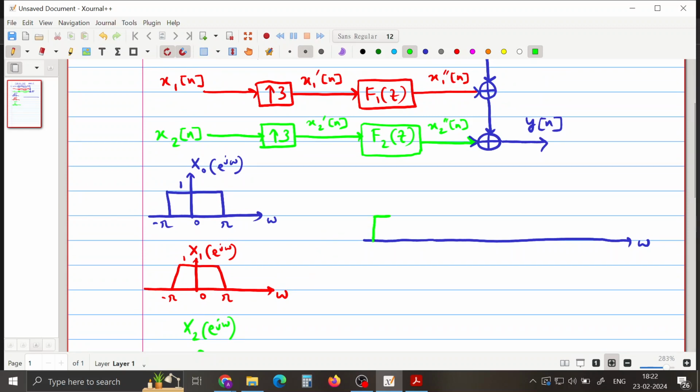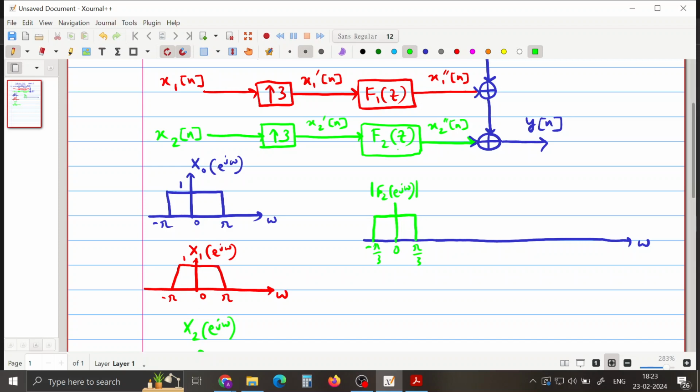So it's from minus pi by 3 to plus pi by 3 with the center at 0. Okay, this is mod of f2 of e power j omega.